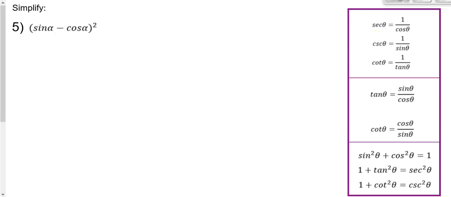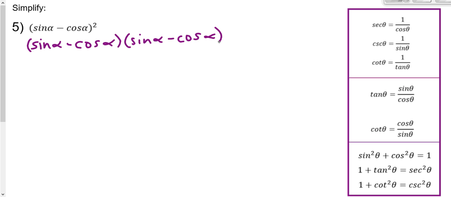Okay, number 5, last example. This one also just says simplify. Well, we have a quantity squared. How about if we go ahead and square it and see what happens? Keep in mind that when you square a difference or square a sum, you have to do the FOIL process. So we have sine of alpha, another Greek letter here, sine of alpha minus cosine alpha times sine of alpha minus cosine of alpha. This is what squaring it means, right?